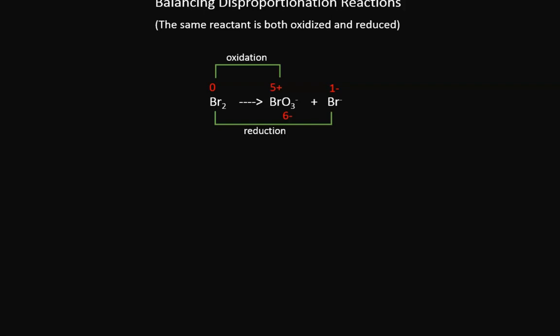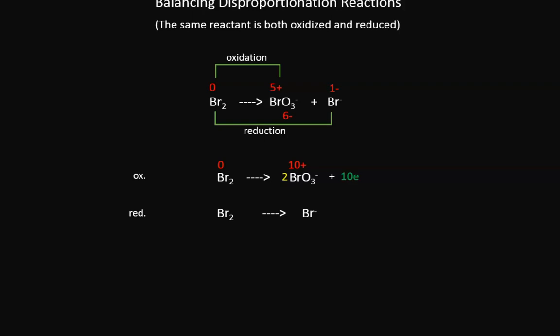Now let's write both half reactions out, oxidation and reduction. The first thing to do in the oxidation is balance the bromine atoms by adding 2. The total oxidation number for Br2 is still 0, but now for these 2 bromines it is 10+, and that comes from 5+ times 2. A total of 10 electrons must have been lost in this oxidation, so we show 10 electrons here as products.